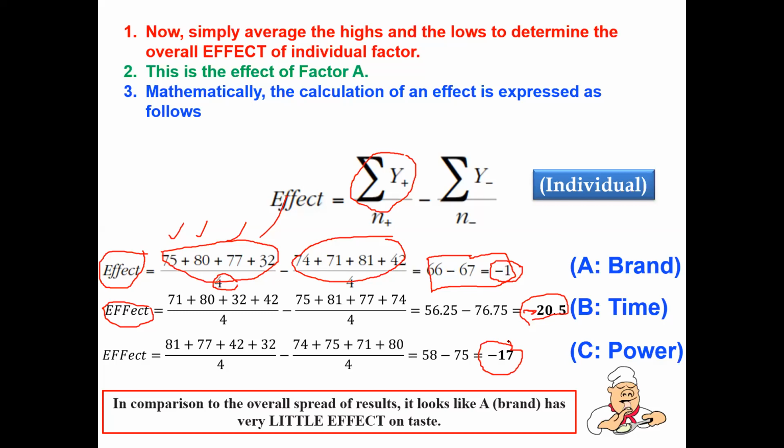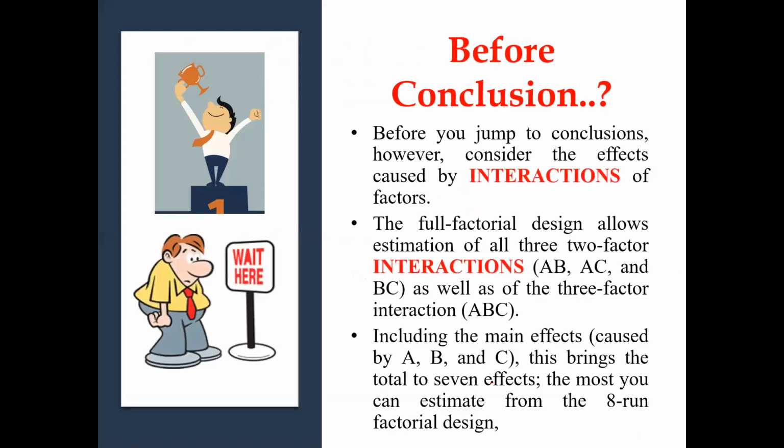So if you see the overall spread of results, it looks like A doesn't have much value on the taste and has little effect, whereas time and power have good effects. So out of A, B, C, time and power have more effect, A doesn't have any effect. But we cannot conclude just like that by seeing the numerical values, because numerical values always play a game. Like let's say 1, 2, 3, we cannot say 3 is greater.